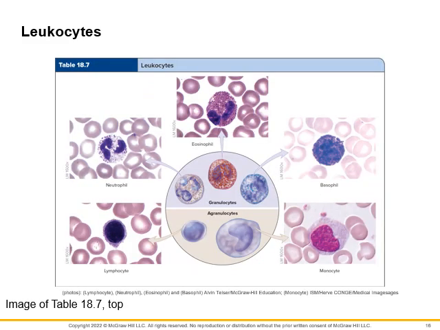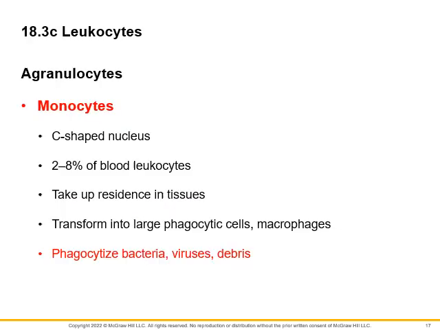So again, just a recap. 3 types of granulocytes: neutrophils, eosinophils, basophils. Agranulocytes: lymphocytes, monocytes. We're going to talk about the agranulocytes right now. You do not have to know the percentage of each type of them. If you understand that neutrophils are the most abundant and that their main target is bacteria, that's fine. So the first agranulocyte is the monocyte.